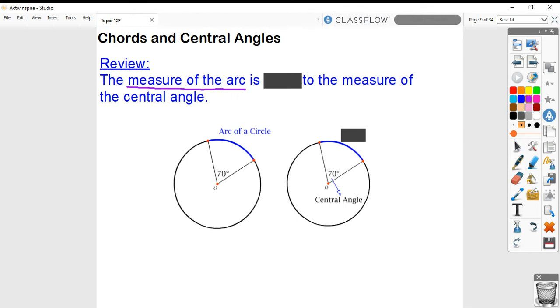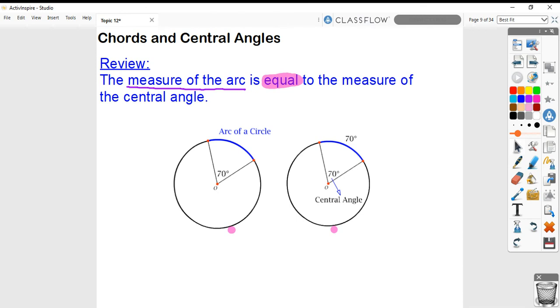What I mean by the measure of the arc is this: the measure of the arc is equal, I'll go ahead and highlight that so you fill it in your blank, it is equal to the measure of the central angle. When you look at these two circles right here and right here, these two circles are showing you a picture of the same arc. And we would say that these are 70-degree arcs.